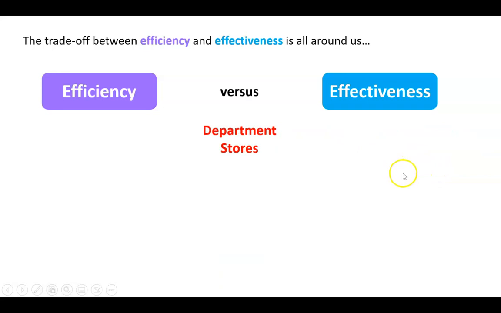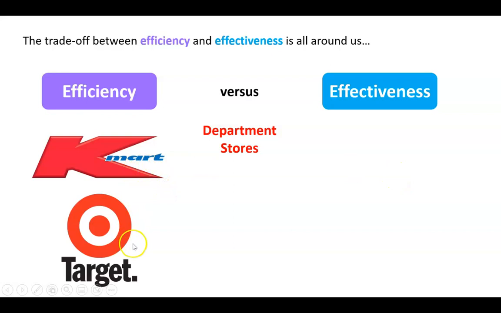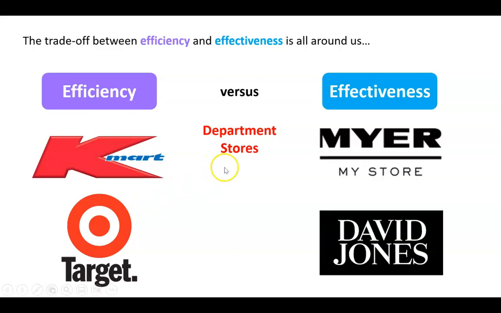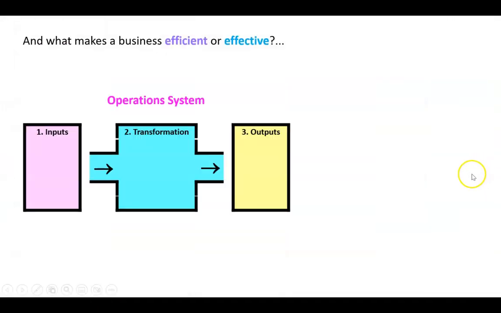And department stores, we'll talk about this a lot when we do Porter later in the year. Kmart and Target, more so in Australia, Kmart. Target's not going very well. But Kmart is a business that sells a lot of stuff very cheaply, very quickly. Versus Myer and David Jones, which are relying on selling fewer products but providing a better quality service and a better quality product. So what makes a business efficient or effective?